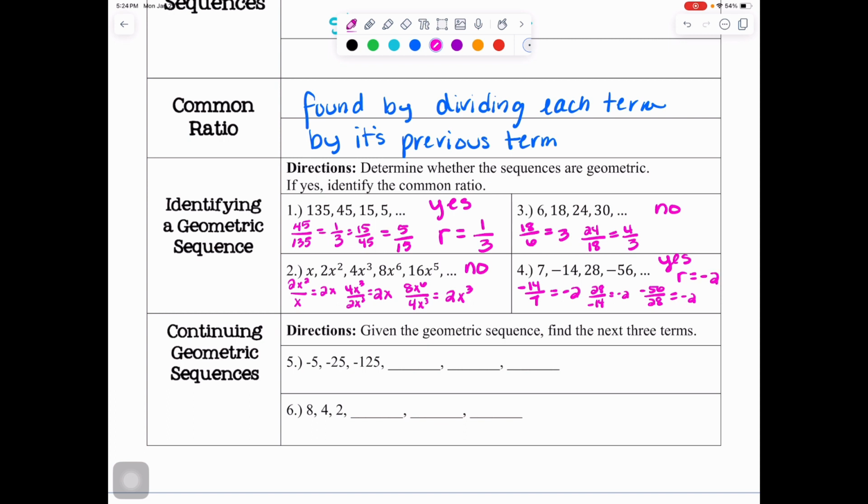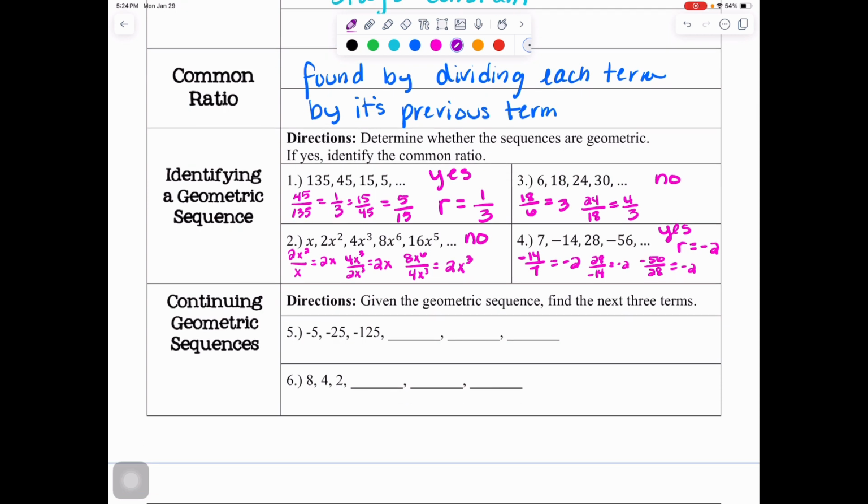So when you're trying to identify a geometric sequence, you're looking for a multiplying pattern. You want a common ratio. Take the term and put it over the one that came before it to determine that. Okay, next. We should also be able to continue the pattern.